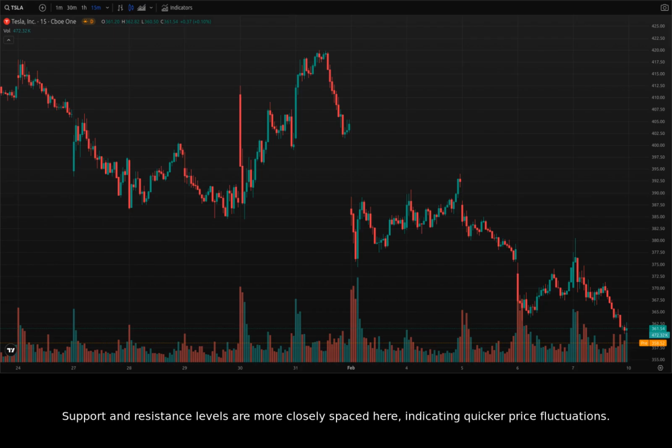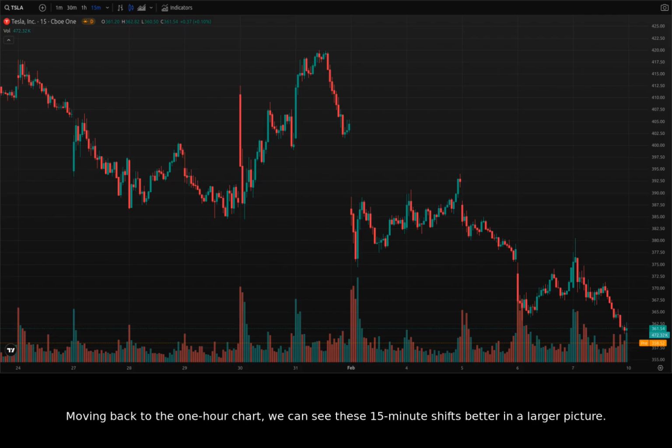Support and resistance levels are more closely spaced here, indicating quicker price fluctuations. The data shows a strong correlation between news and the short-term price action. Traders could look for patterns and signals to determine the optimal time to act based on the 15-minute analysis.